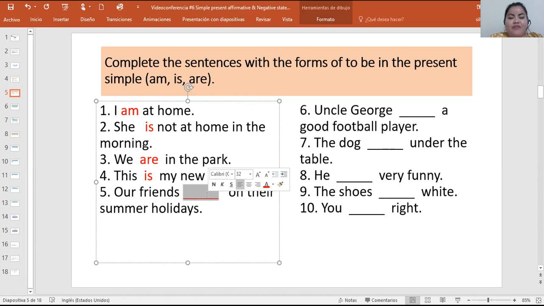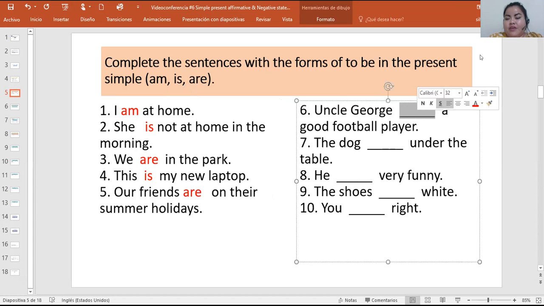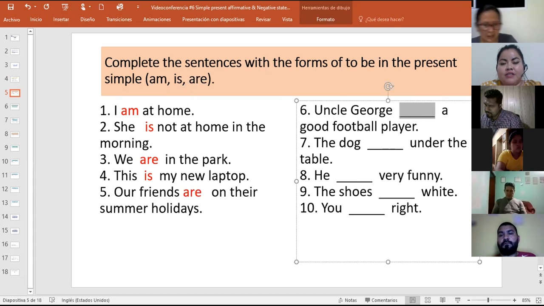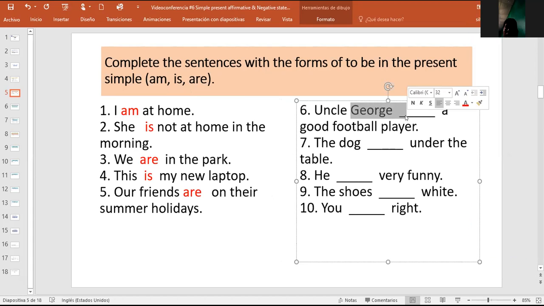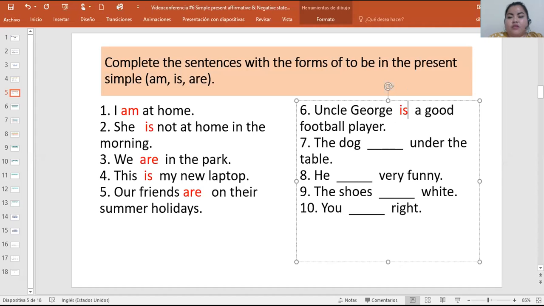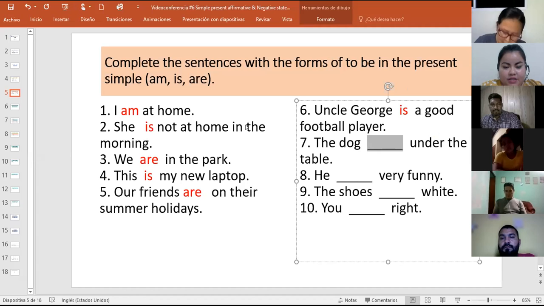Okay, okay. Number five. Alexander. Our friends are on their summer holidays. Excellent job. Good job. Continue here with this William Eduardo. Number six. Uncle George is a good football player. Very good. Number seven, tell me here, Francisco Javier.